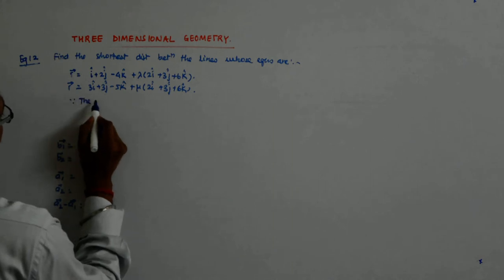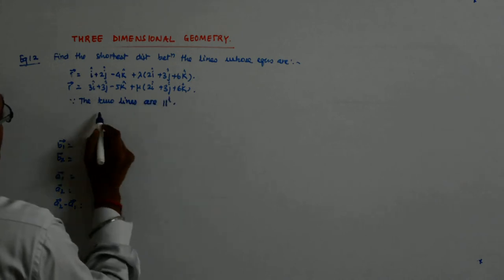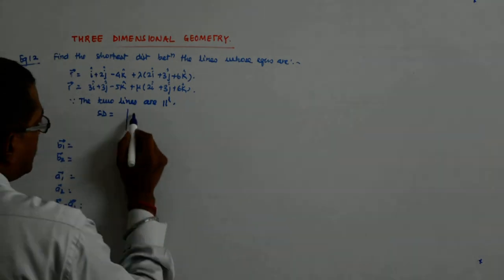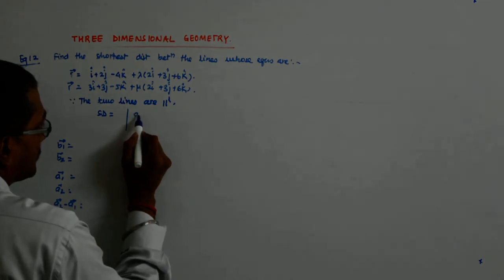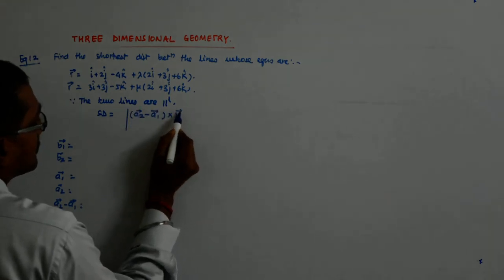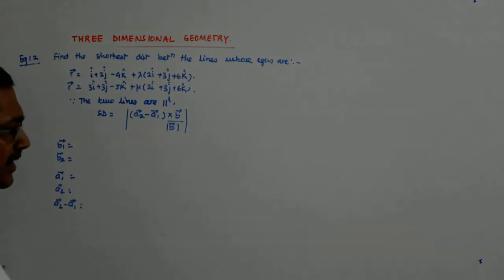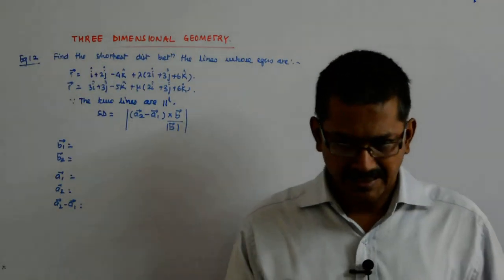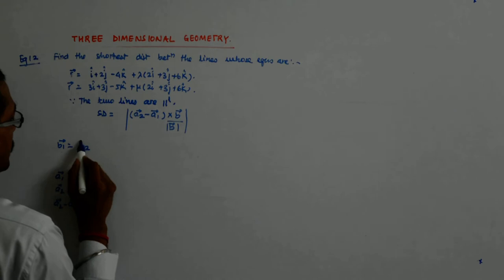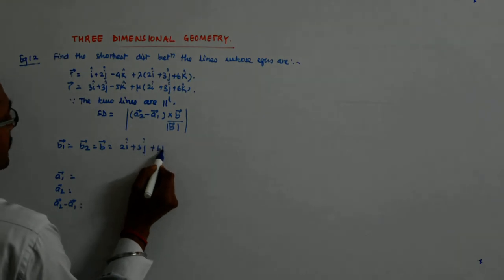since the two lines are parallel, the shortest distance is mod of what? Anyone remembers? No one. It is mod of A2 minus A1 cross B1, upon mod B cap, right? Now B1 and B2 are the same, so I'll write B1 is equal to B2 is equal to B, which is 2i cap plus 3j cap plus 6k cap.